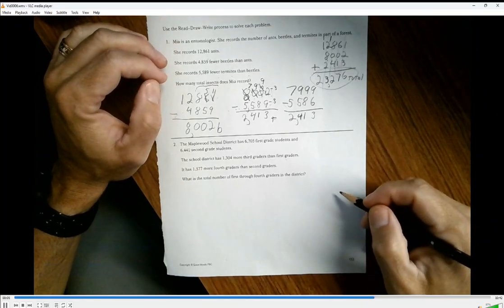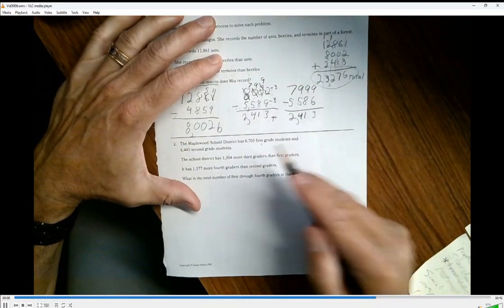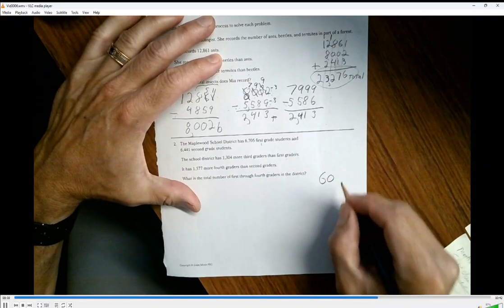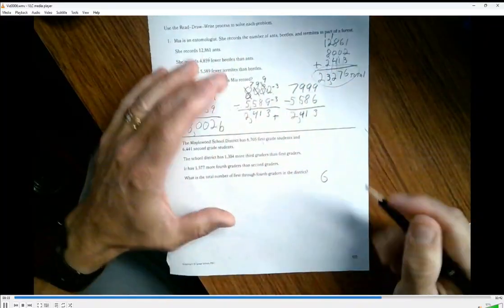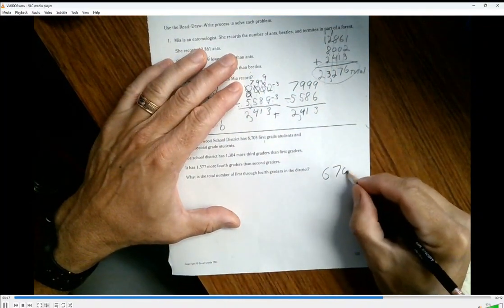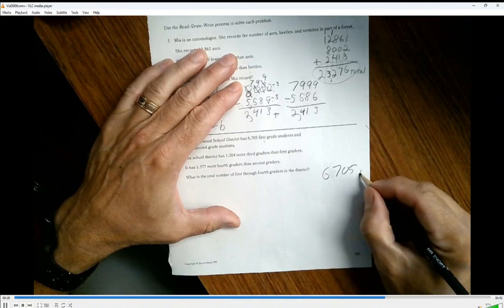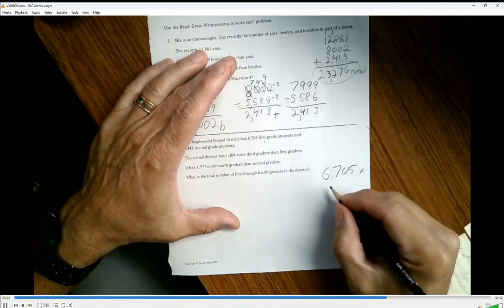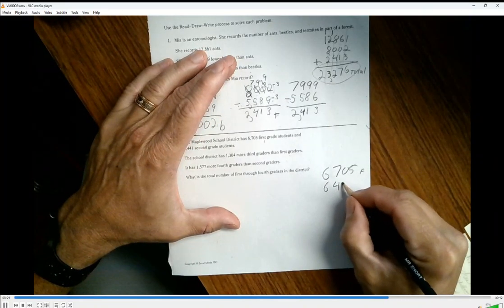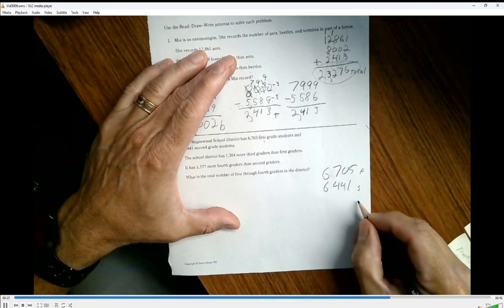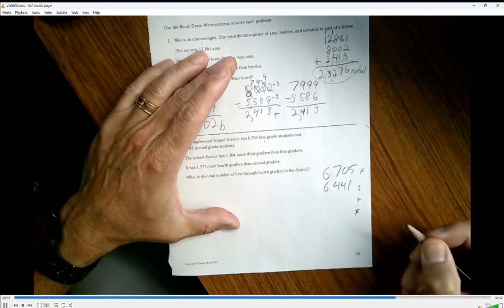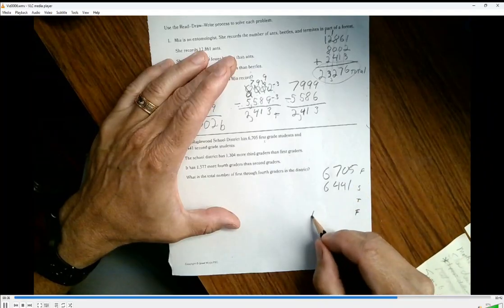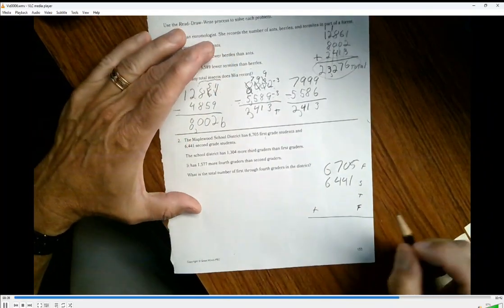When you get over the answer, remember we have first grade students. See, I told you. We all make mistakes. 6,705 first. Second graders, we have 6,441. Second, you have to find third graders, and then you have to find fourth graders. Okay? You gotta find all these, and then you'll add that up. But you have to subtract first.